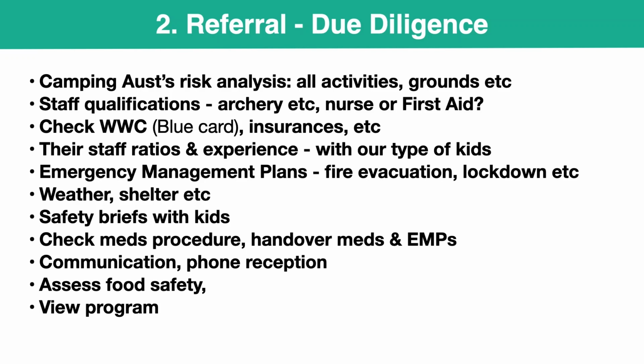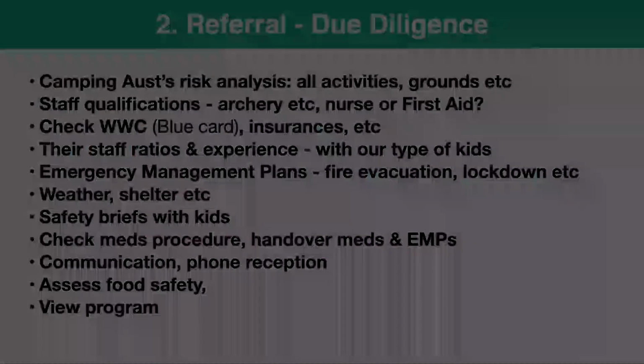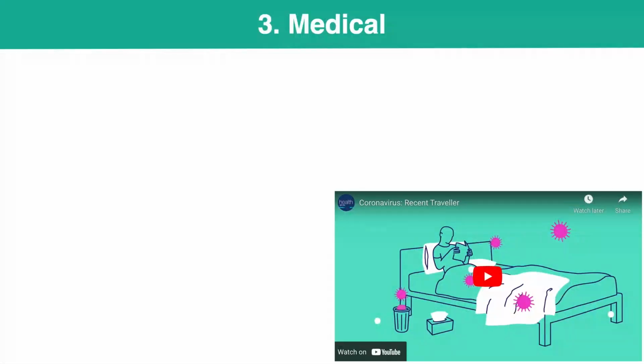And lastly, you'd want to view the program, wouldn't you? So there's no surprises there. You know that there's nothing that's going to cause undue risk to your students. And then, of course, you've got to do the third section about medical safety. How would you be wanting to ensure that you can keep your students safe medically while they're away on this trip? So what things would you be looking at here?